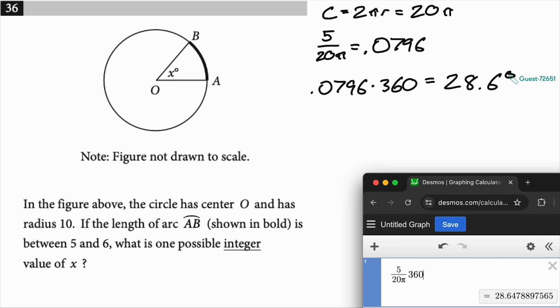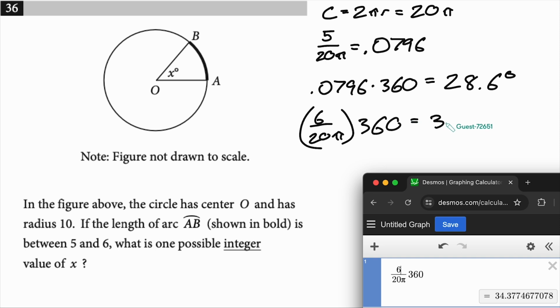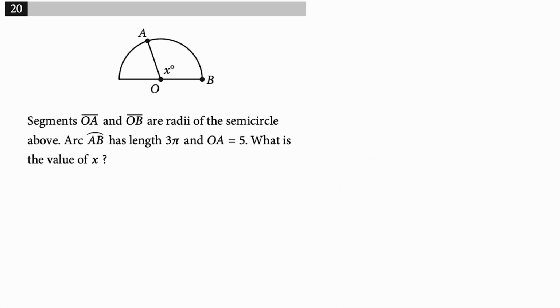And so if we just swap out 5 for 6 in that calculation, we end up with 34.4 degrees as our upper bound. And so any integer value greater than 28.6 and less than 34.4 will work, and so I'll go with 30.